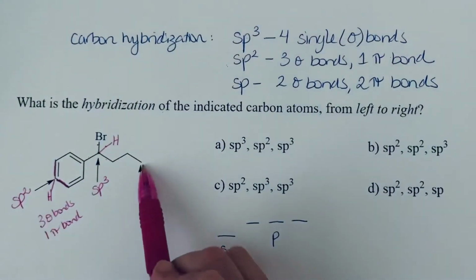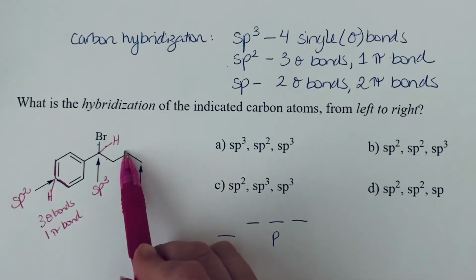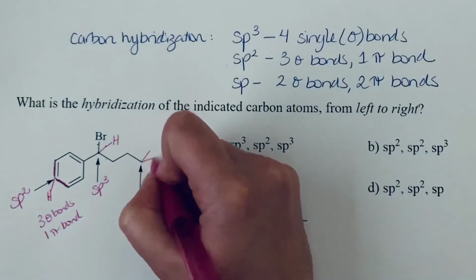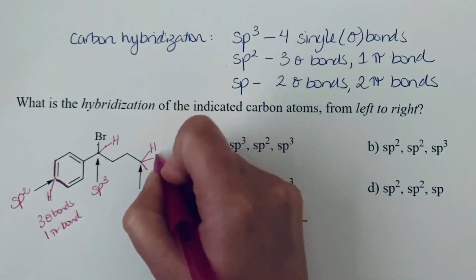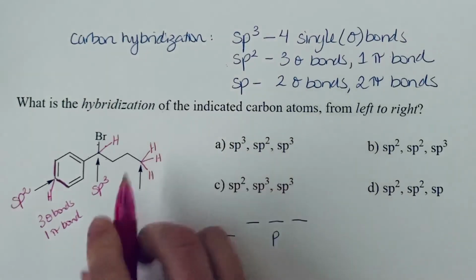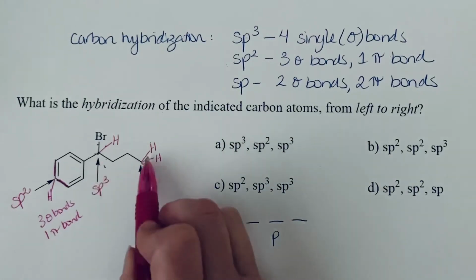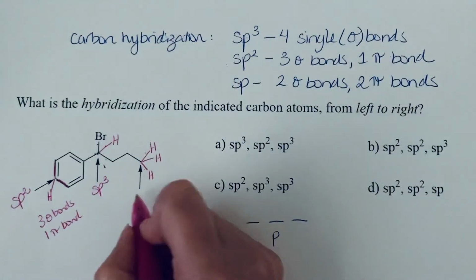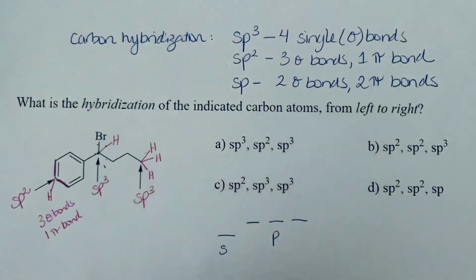And finally, the last carbon atom is at the end of a chain, and we can only see 1 single bond. It must have 4 bonds to be neutral, so that means the remaining 3 bonds are single bonds to hydrogen. So like the previous carbon, we have 1, 2, 3, 4 single bonds. Those are all sigma bonds, so this is also sp3 hybridized.